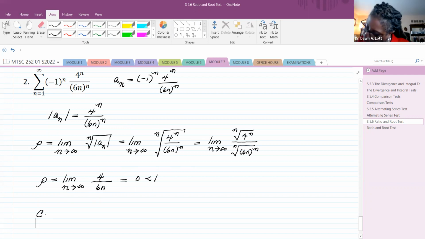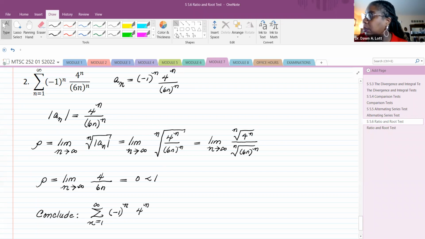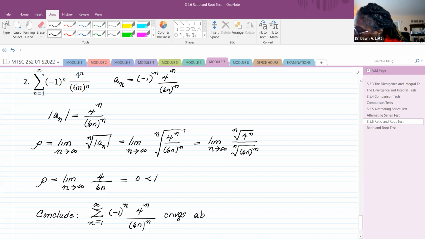So we can conclude that the summation n equals 1 to infinity of minus 1 to the n, which is an alternating series, mind you, 4 to the n divided by (6n) to the n, converges absolutely. Okay, any questions about that?